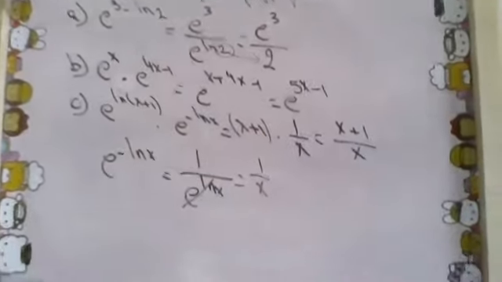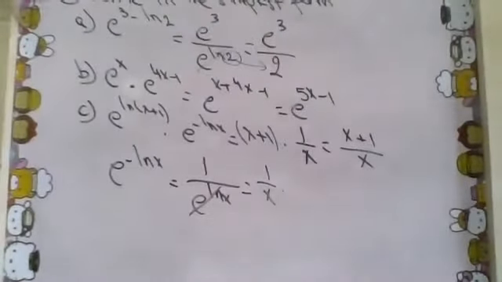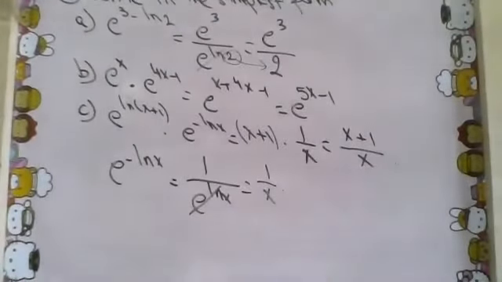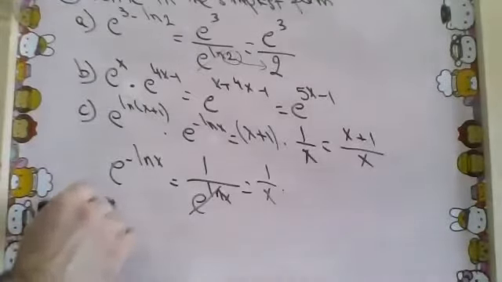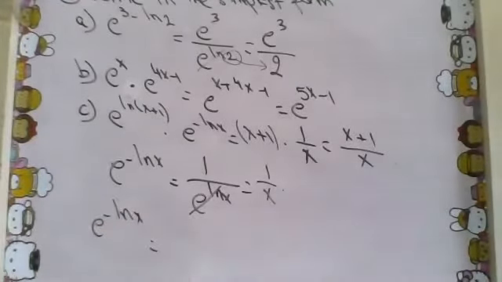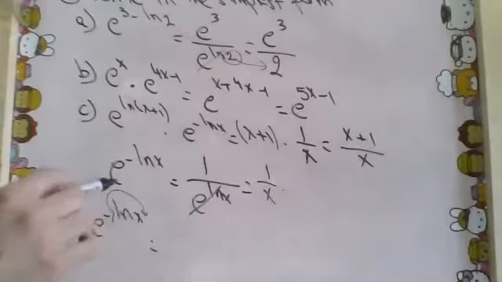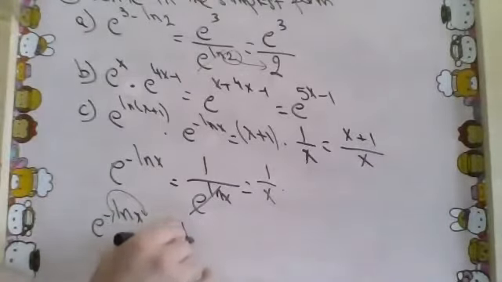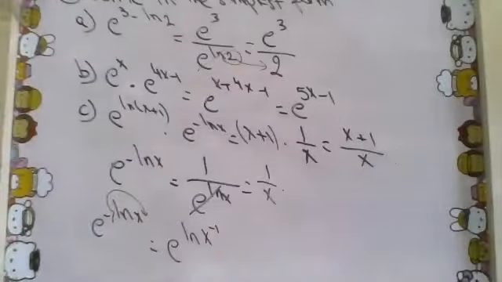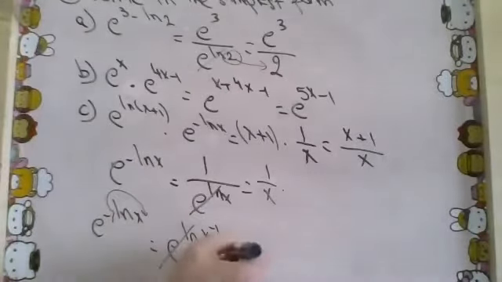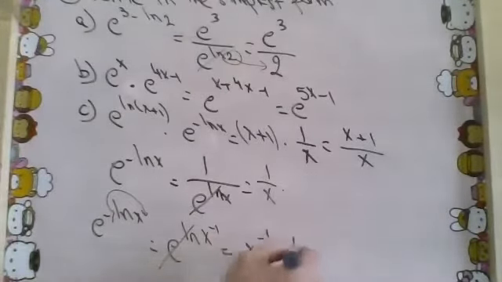Or, and I prefer the second one for one reason. E power negative ln x, that's equal to, here you have negative 1. Negative 1 ln x. This negative 1 will be exponent inside the ln. So it's e to the power ln x power negative 1. Now I simplify these two. So it is x power negative 1, which is 1 over x.